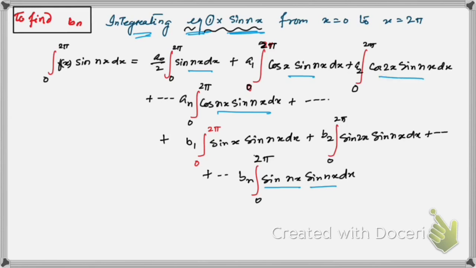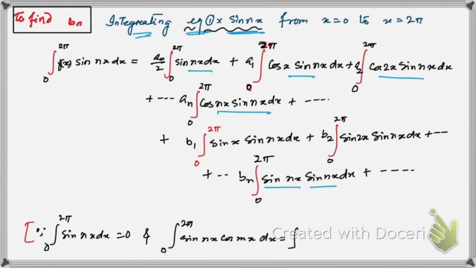If you see the useful integrals that I have given, since the integral from 0 to 2 pi of sin nx dx is 0, this is equal to 0. The integral from 0 to 2 pi of sin nx cos mx dx is also 0, and the integral from 0 to 2 pi of sin mx is also 0. So other than this term, all the remaining terms will be 0. Let me go to the next slide.